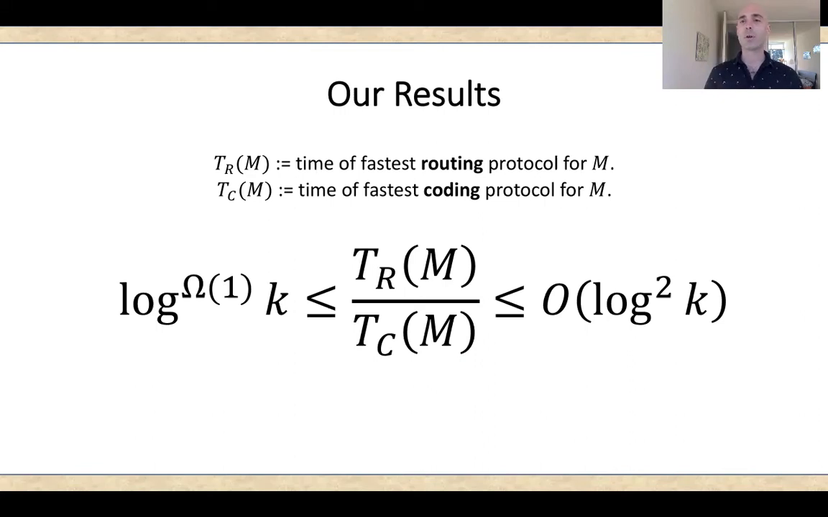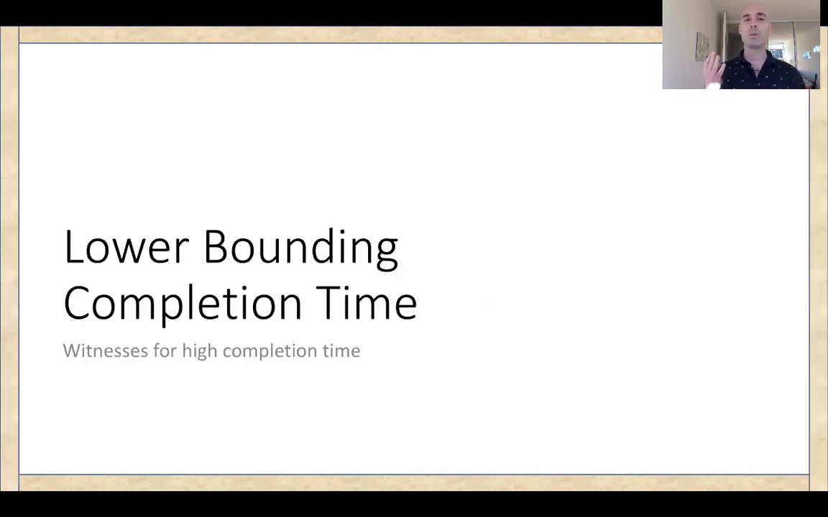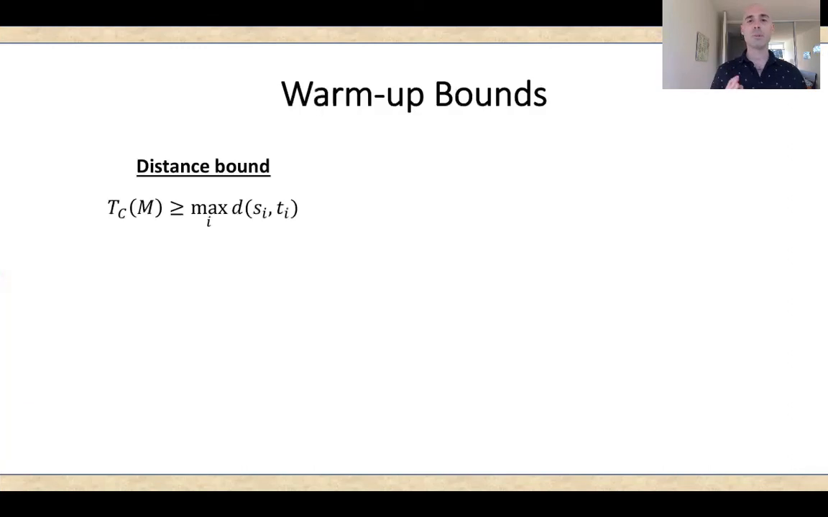Giving lower bounds for completion time of any protocol is significantly more involved, and I'll therefore spend most of the talk talking about how you can improve a lower bound on the completion time of the fastest routing or the fastest coding protocol. Okay, and with that, let's start. Let's start with the kind of easy warm-up bounds.